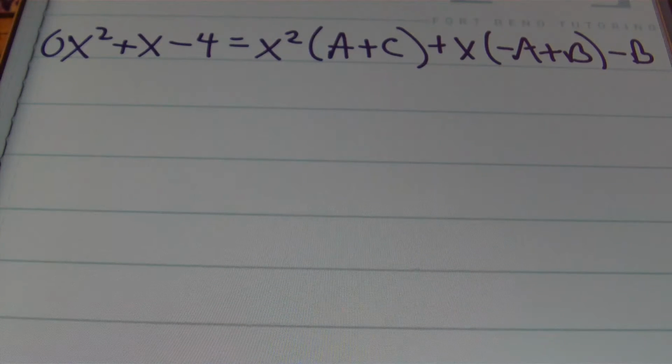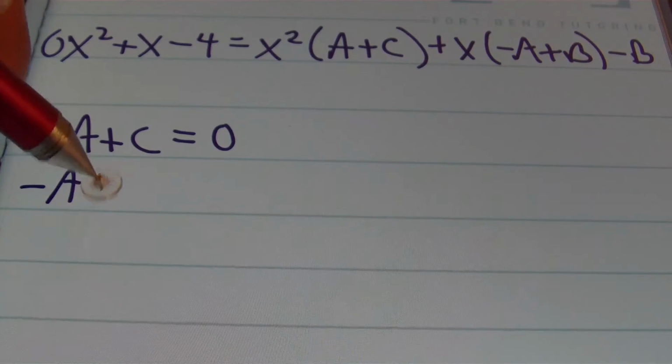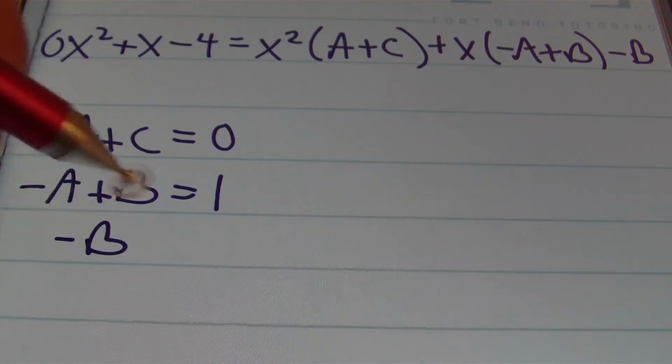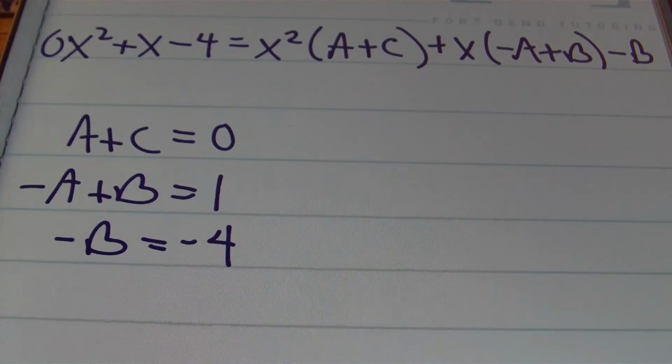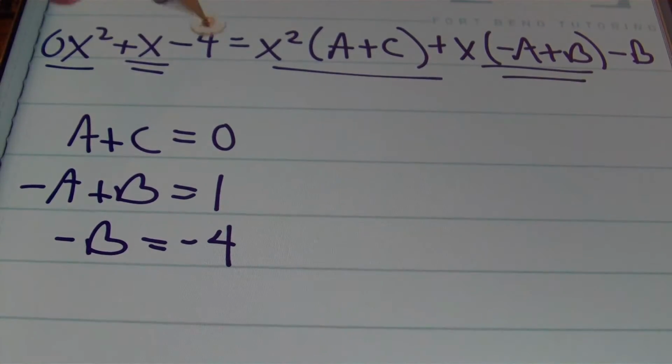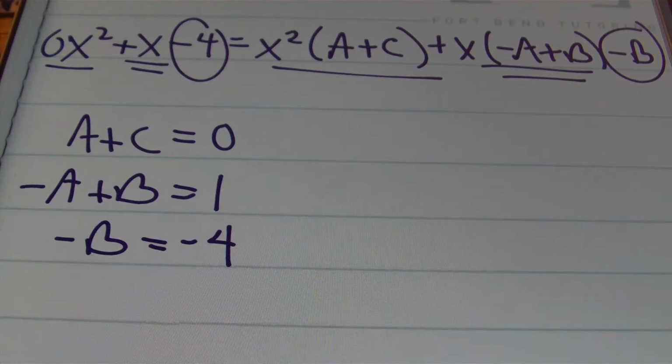From here, we can start by using the coefficients on our x squared, x to the first power, and x to the 0 power terms to create a system of equations. The first one will be a plus c equals 0. We'll also have negative a plus b equals 1, and then we'll also have negative b equals negative 4. I'm getting all of that by lining up those like terms. In other words, the x squared terms are together here, and I'm also lining up the x to the first power terms together, and then finally I'm lining up our constants, negative 4 and negative b, here.